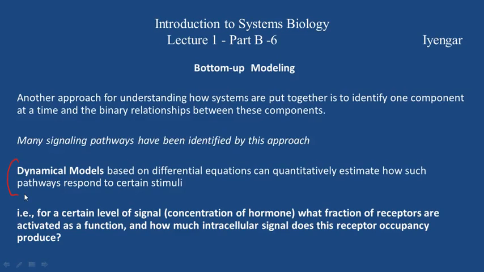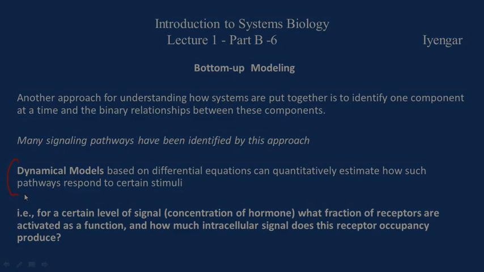And this kind of model, which computes the response of pathways with respect to time, or sometimes even time and space, tells us how information is received, processed, and propagated within biological systems. So for instance, one can figure out for a certain level of signal, which really means concentration of hormone, what fraction of the receptors are occupied, and how much this receptor occupancy translates into an intracellular signal to change the behavior of the cell, say by changing the activity of a channel or metabolic enzymes and so on.